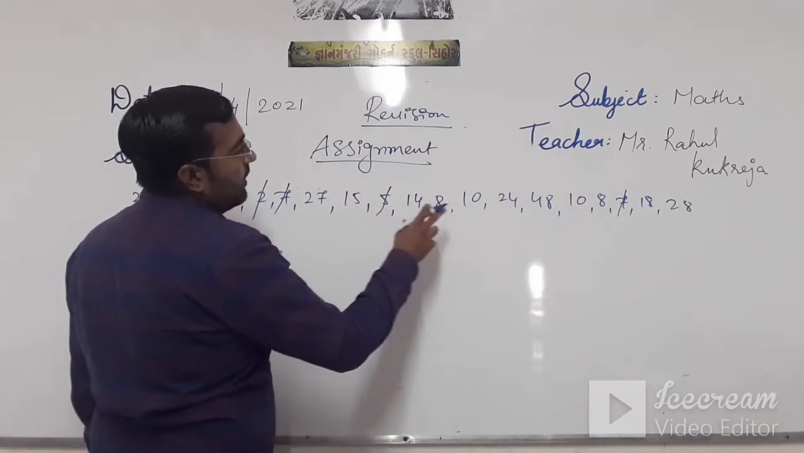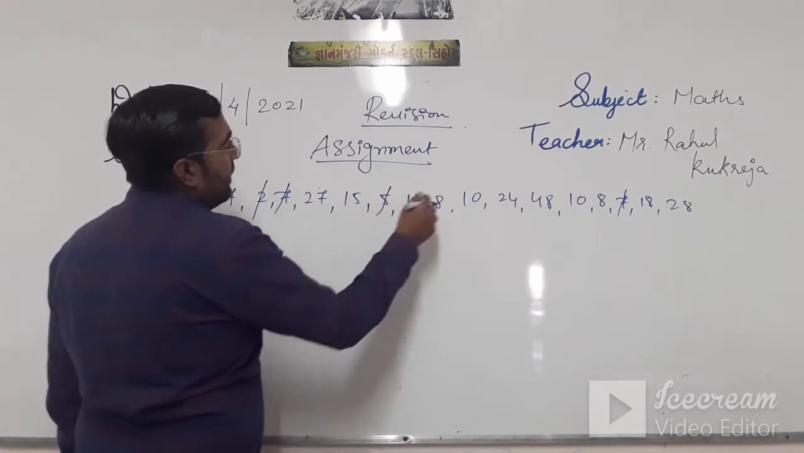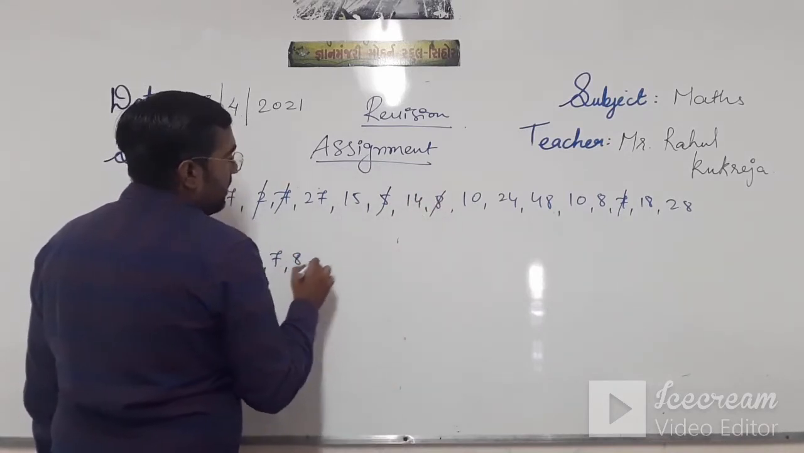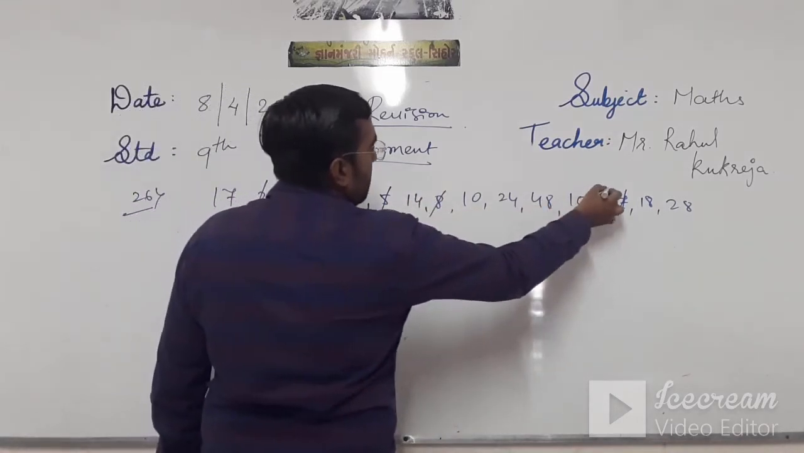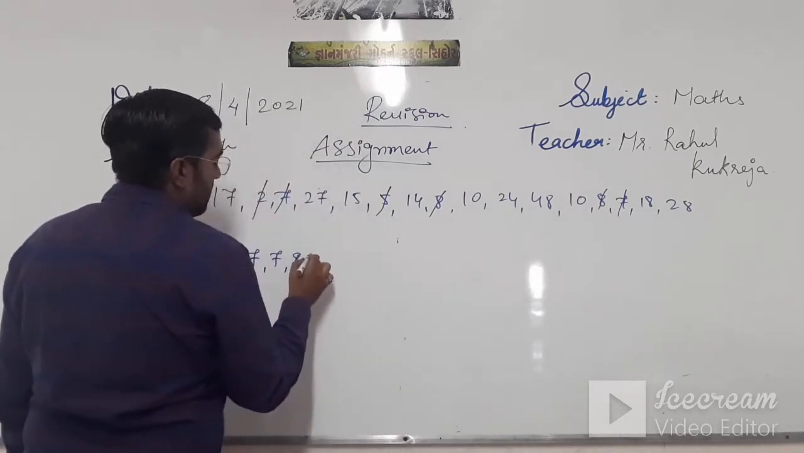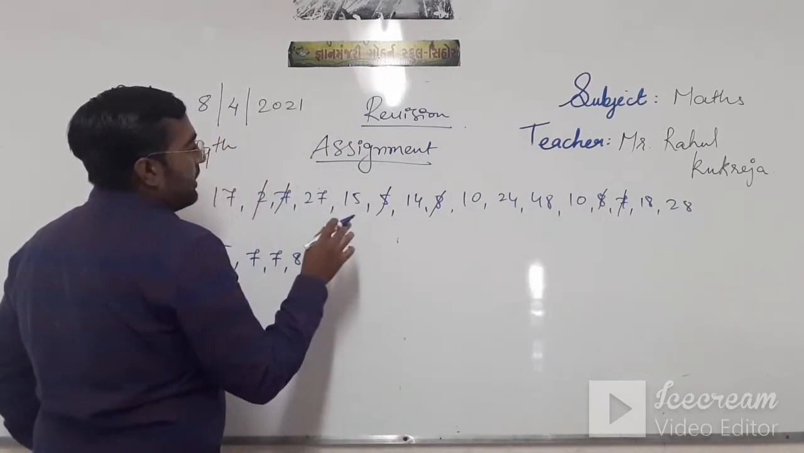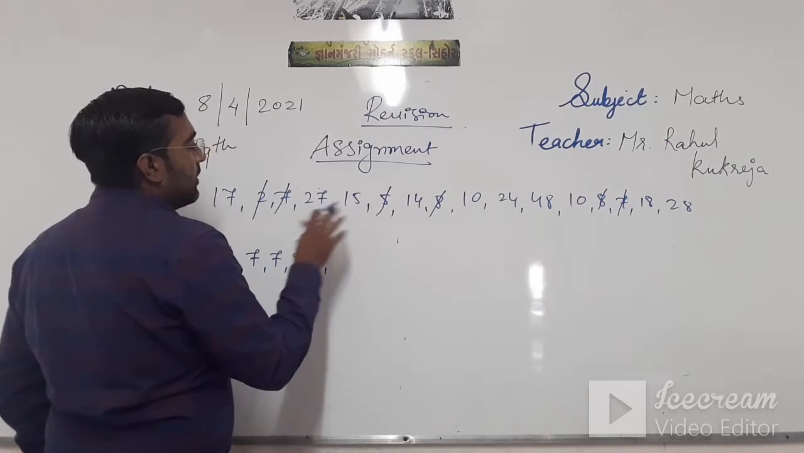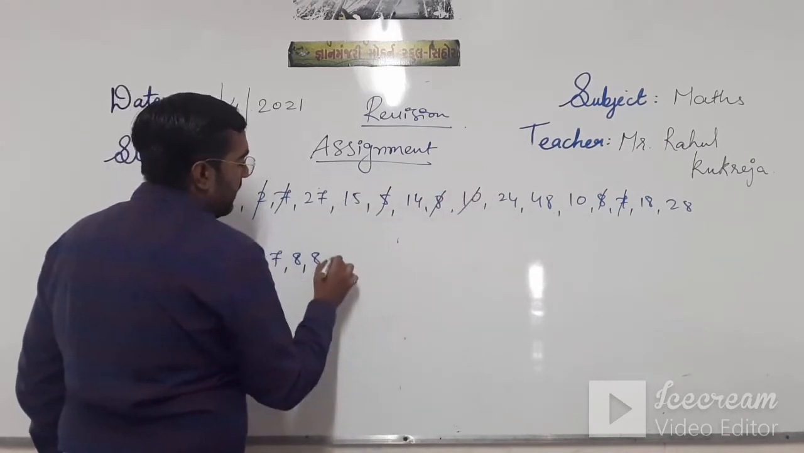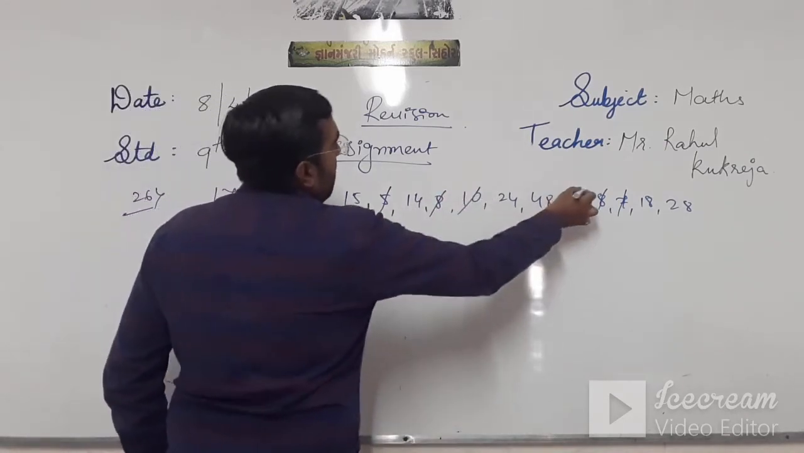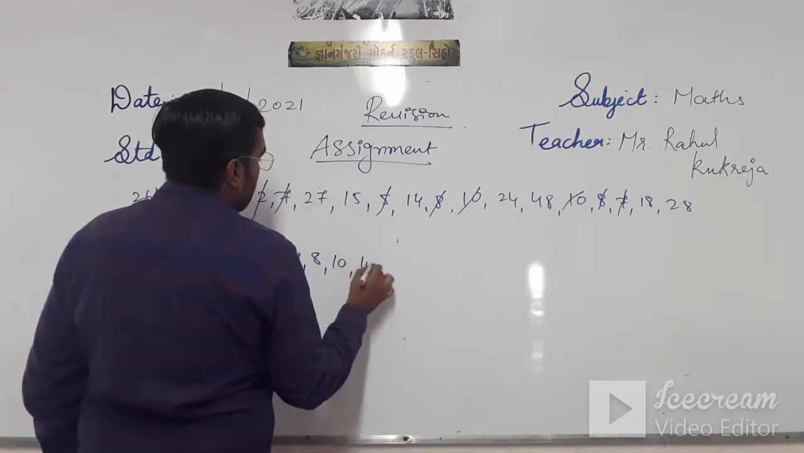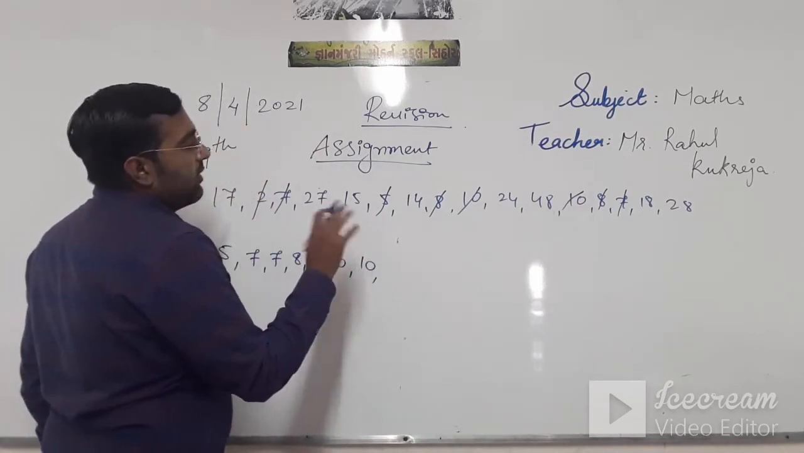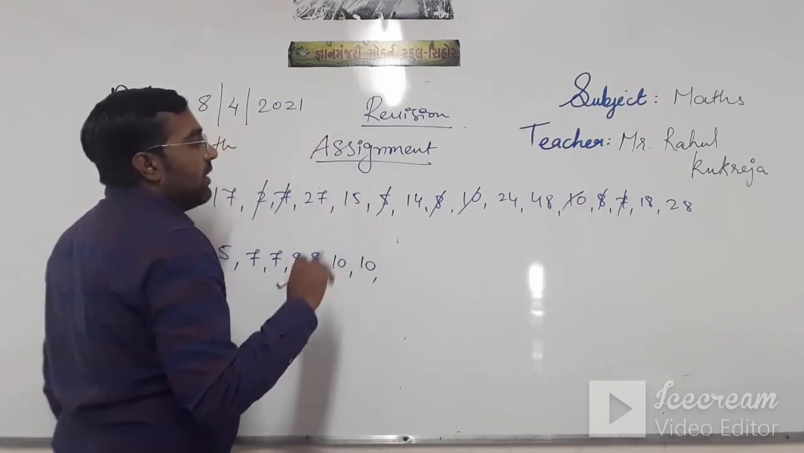Next, any 7? No. 8. After 8, yes, there is a 9? No. 10. Yes, there is a 10. Another 10. Any 10 remaining? No.